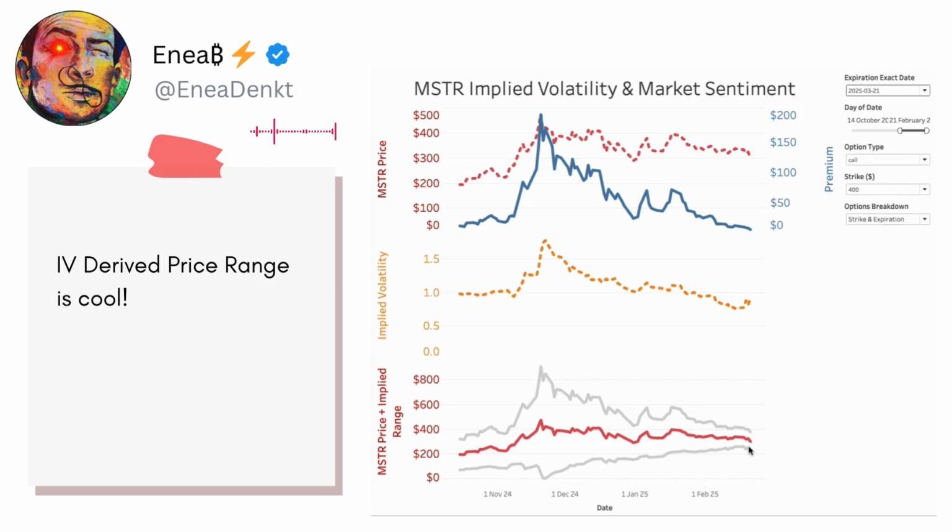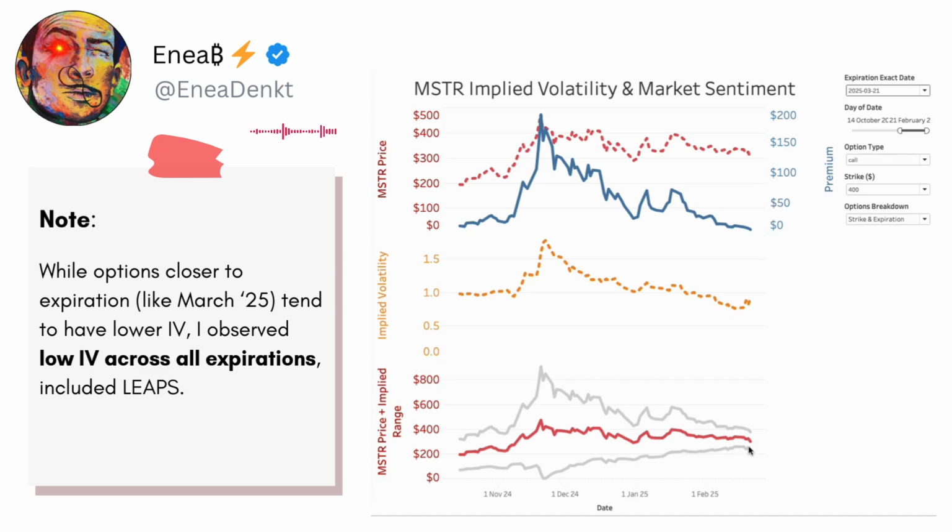So yeah, this is not financial advice, just a reminder. I just point out what I see in the data. But of course, if you are very bullish about MSTR, then this is an exceptional moment to buy options, because we have very low implied volatility.